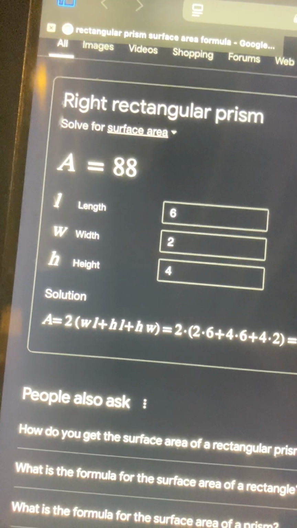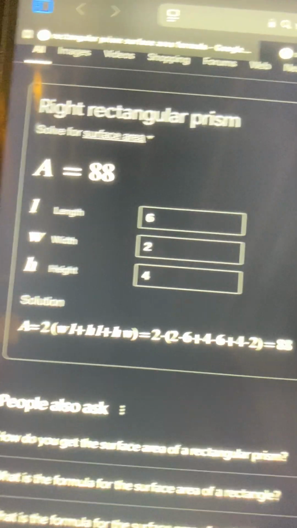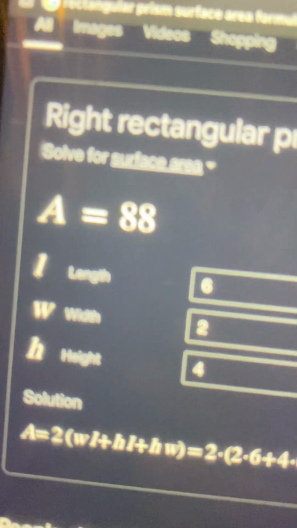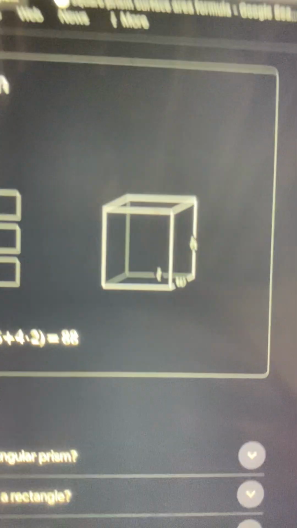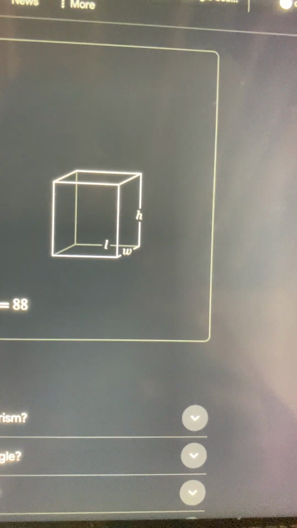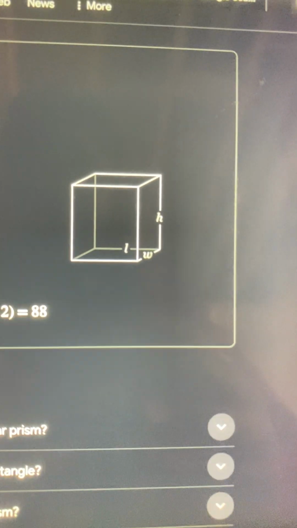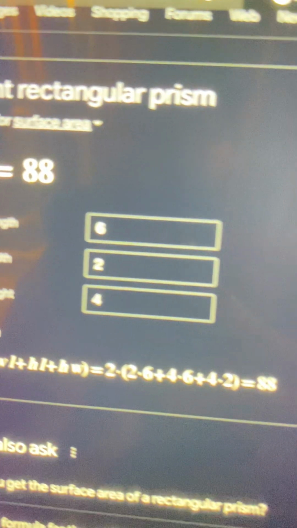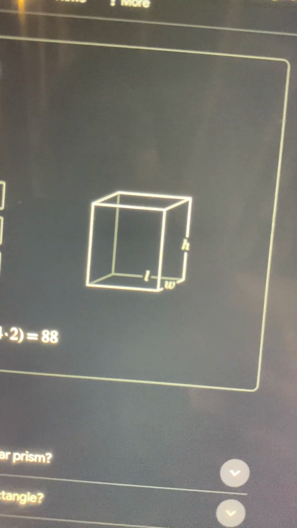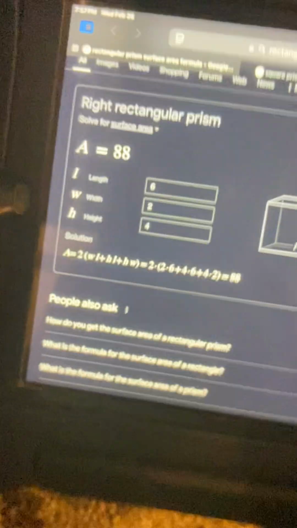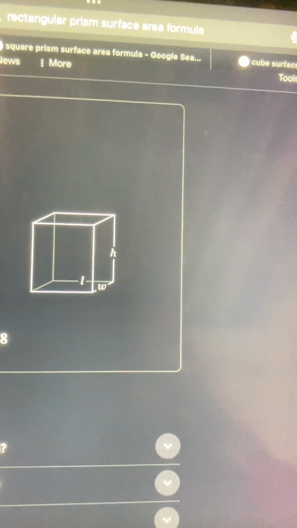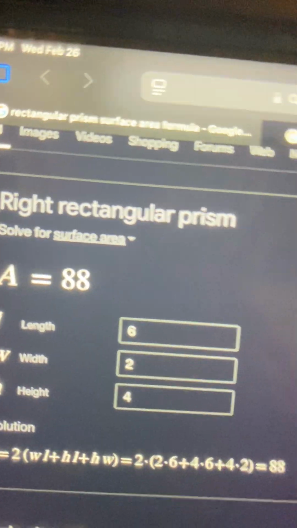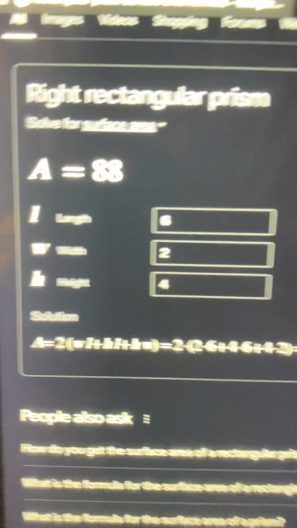Because 44 times 2 is equivalent to 44 plus 44, which is 88. So 88 is the correct answer for the surface area of this rectangular prism. So 88 is not the area of one face. It is the area of all of the faces together. And since faces are flat surfaces, that is why it is named surface area. Hence, surfaces. Surface area. You get it? So that's how we got 88 as our answer.